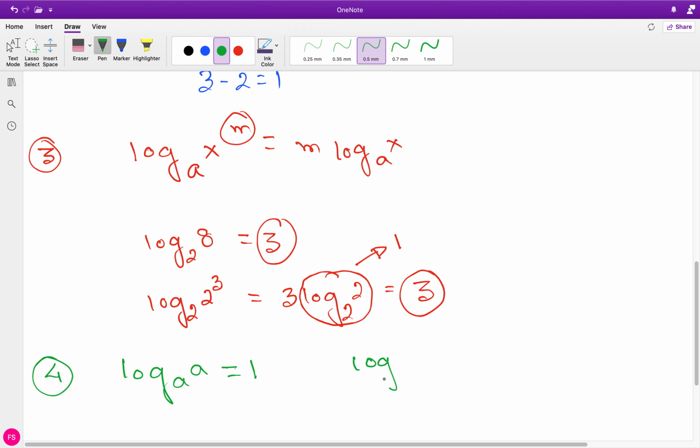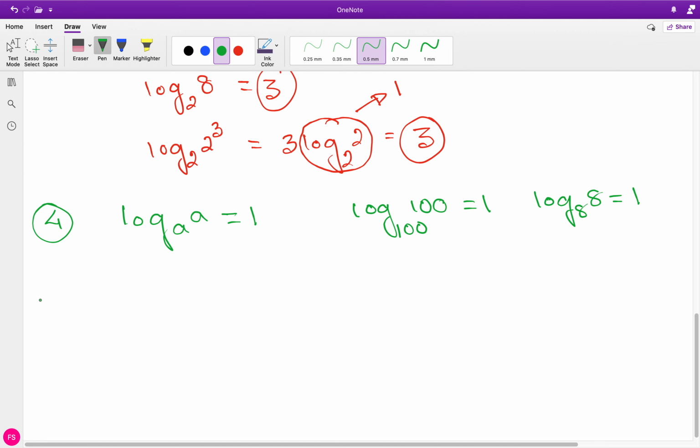If you have log of 100 with a base of 100, what does this equal to? This has to be 1, because 100 to the power of 1 will also give you 100. So this equals 1. If you have log of 8 with a base of 8, this also equals 1 because 8 to the power of 1 will also give you 8. That's why we use this. Whenever you have the same number and the same base, you can just write 1 straight away.